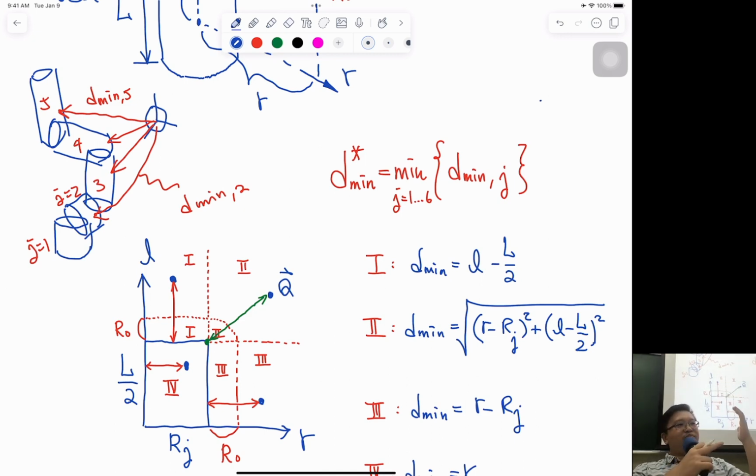You have a minimum distance 1, minimum distance 2, minimum distance 3. You have 6 of them. The smallest one basically is the shortest distance between the obstacle and that particular configuration. You have n-1 configurations. So for every configuration, you know the shortest distance between that particular configuration and the obstacle. What to do next? You set up some kind of threshold. How close you can allow.